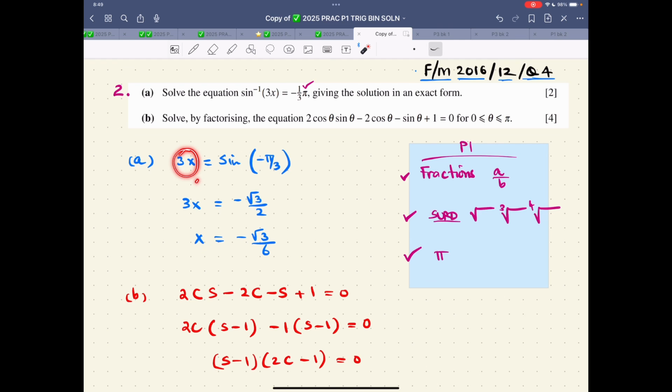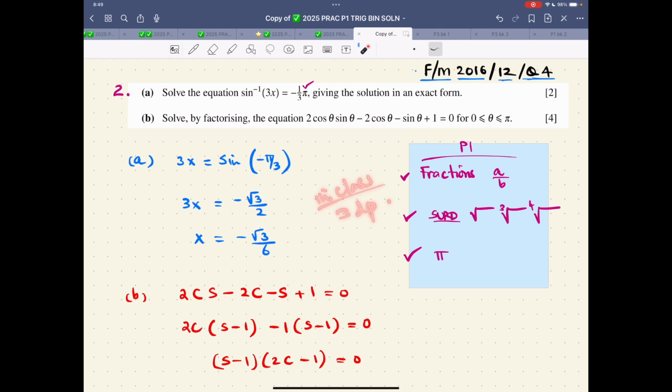Therefore, 3x is the sine of this. Use a calculator or use your mind. Take care of the quadrant thing. -pi by 3 is in the fourth quadrant, that's why sine is negative. Make x the subject. We have solved one question in class like this, but that answer was in decimals.